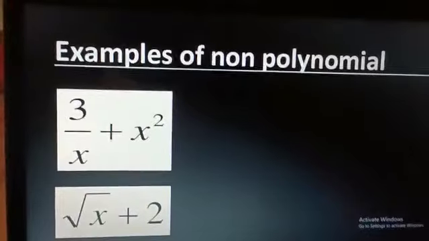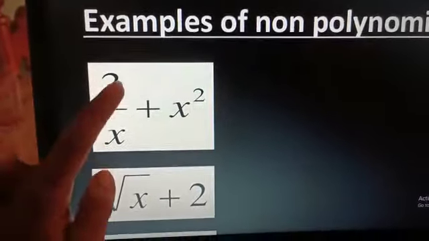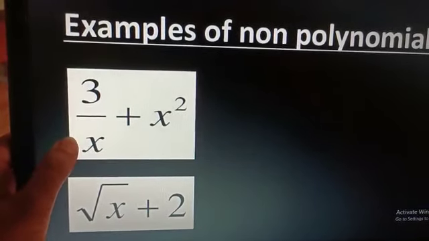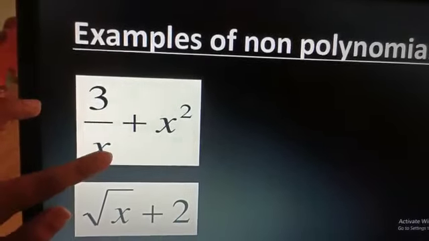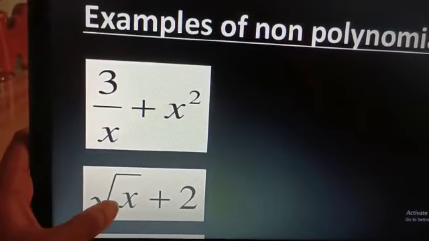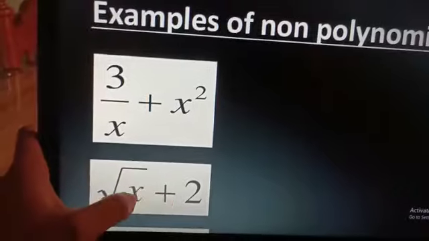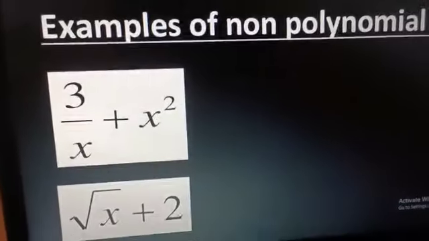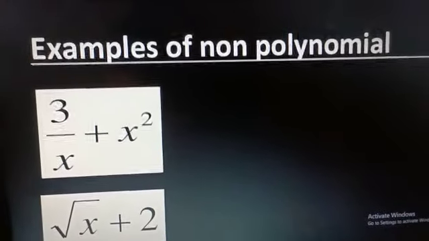Now we look at examples of non-polynomials. When they look at this, this is not a polynomial: 3 by x plus x square. Why is this not a polynomial? Because you cannot have a term with x in the denominator. Root x plus 2. When we see root x, the power of x will be x to the power 1 by 2. Now x to the power 1 by 2 is not a polynomial. So again, this is an example of a non-polynomial.